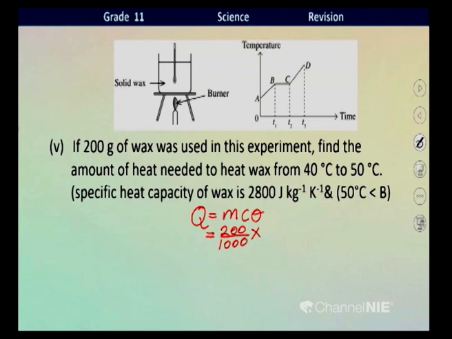Specific heat capacity is 2800. Temperature change here is 40 to 50, 10. Right? Then what's the answer? Two zeros can be cut. The next zero also can be cut. Then the answer is 2800 into 2. 2800 into 2 is 5600 joules. This is the quantity of heat.